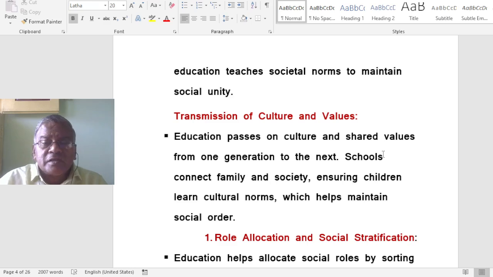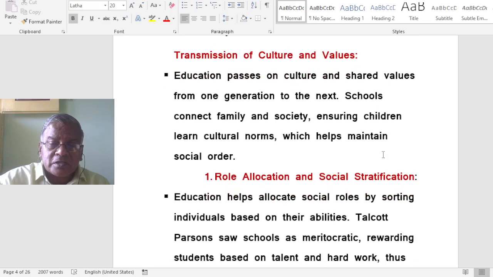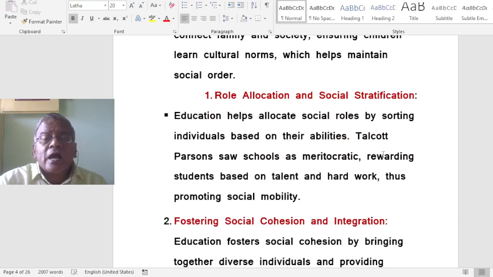The transmission of culture and values, another important thing in structural functionalism. Education passes on culture and shared values from one generation to the next. Schools connect family and society, ensuring children learn cultural norms, which helps maintain social order. Social order is the key word in structural functionalism. Role allocation and social stratification. What are the functions of the society according to structural functionalism?